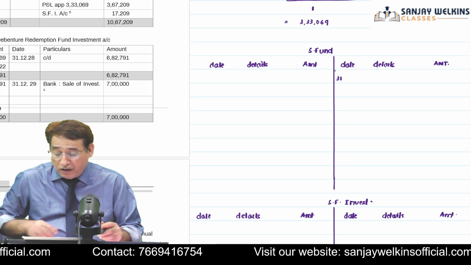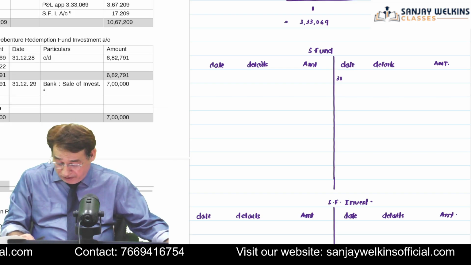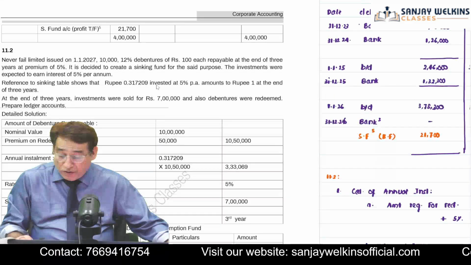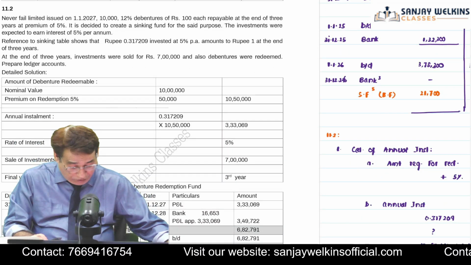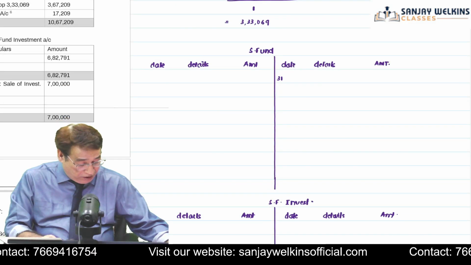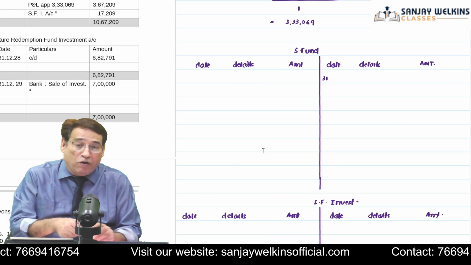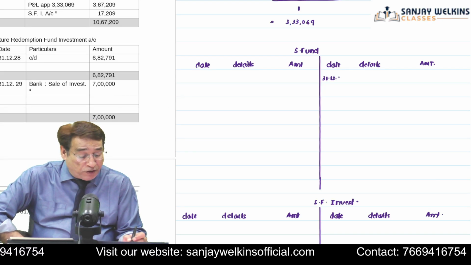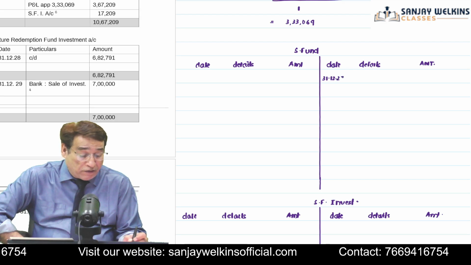What exactly were the dates in the question? Actually, I've forgotten. Just let me have a look over the dates. Sometimes it happens. On 1/1/2027, correct? 1/1/2027 is the beginning date. So at the end of the first year, we are going to come to the sinking fund account on the credit side on 31st of 12/2027.